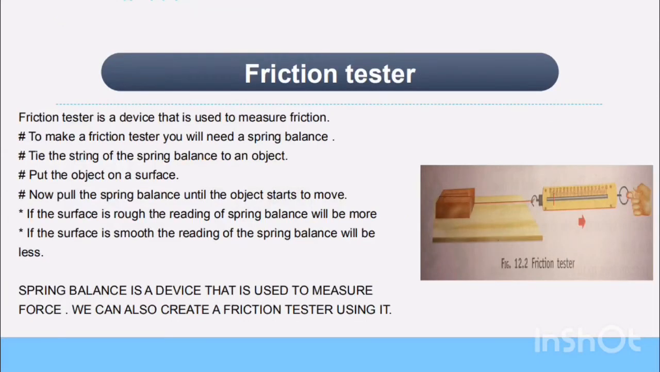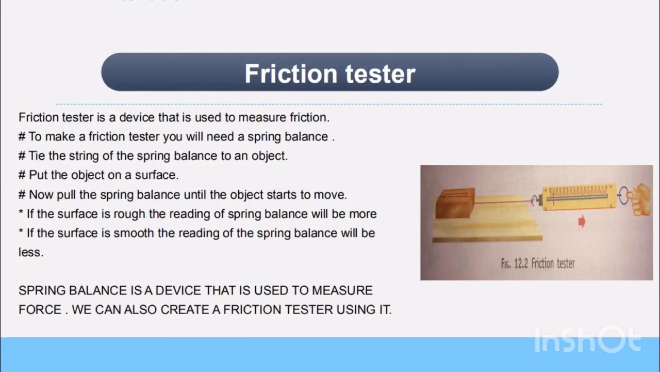Then there is the friction tester. A friction tester is a device that is used to measure friction. To make a friction tester, you'll need a spring balance. Then, tie the string of the spring balance to an object. Put the object on a surface. It can be of any type, rough, smooth, or any other type of surface. Now pull the spring balance until the object starts to move.